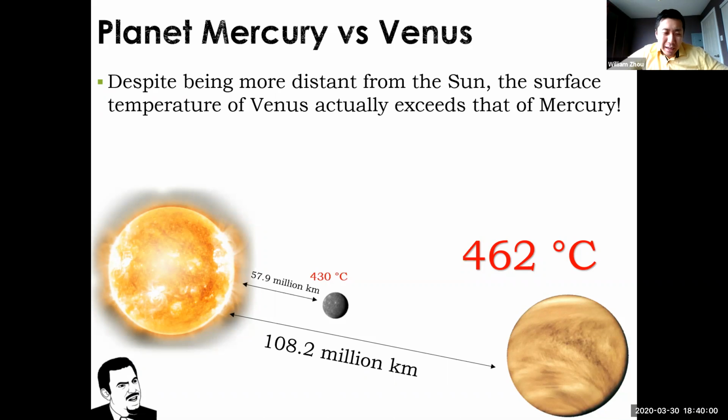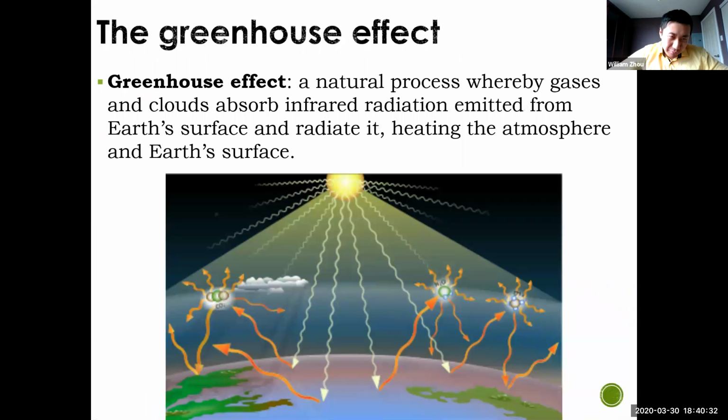How does that make any sense? How can Venus be hotter than Mercury? Wouldn't the distance to the sun determine your temperature? And the farther you are from the sun, the colder your temperature. Well, generally, yes, that is an important factor, but Venus has something that Mercury does not, and that makes the difference. That's what makes Venus the hottest planet in the solar system. And that is the greenhouse effect.